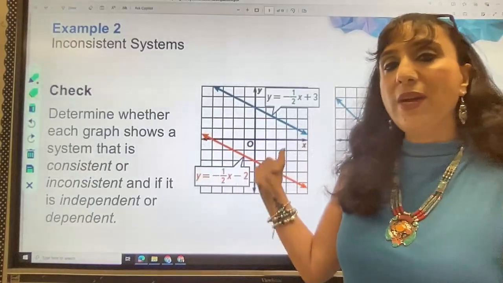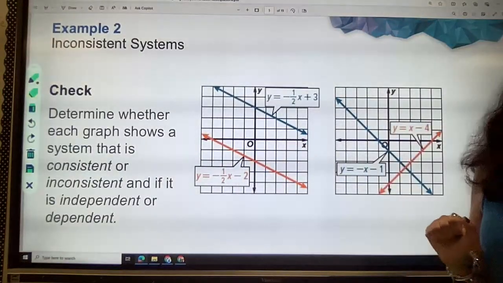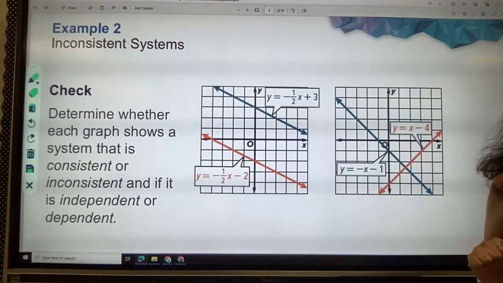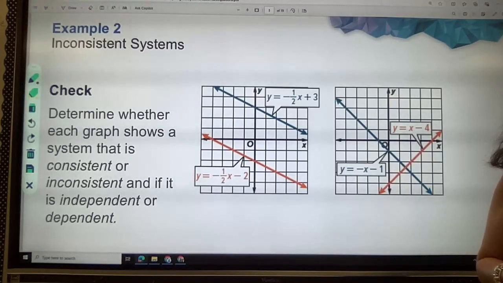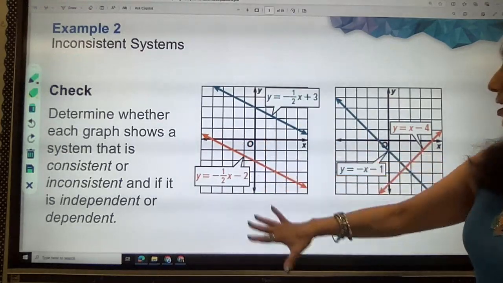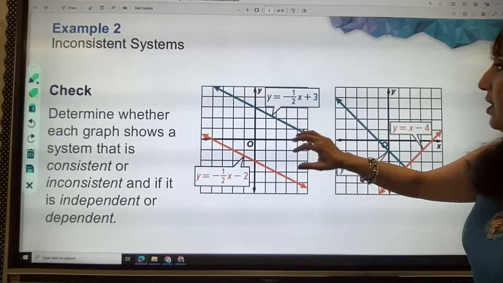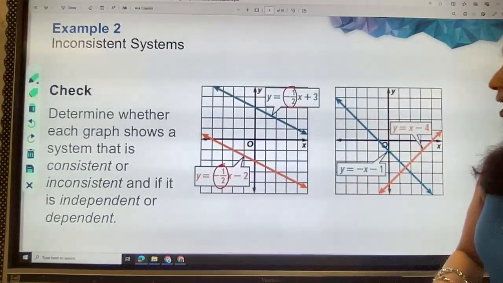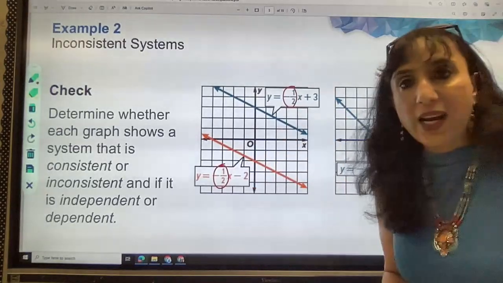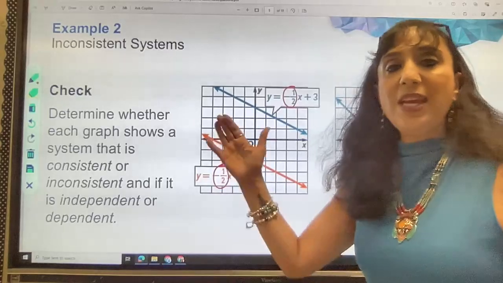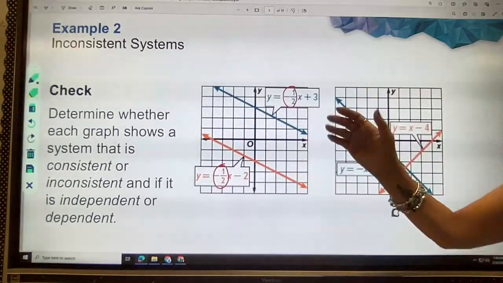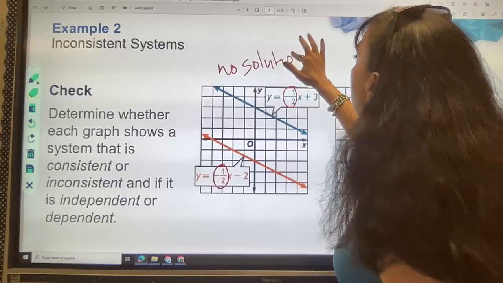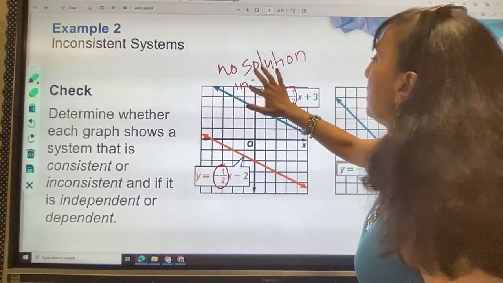So let's look at these two examples now once again to determine whether the graph is showing a system that is consistent or inconsistent, and if it is independent or dependent. Let's look at the first one. Once again, you can see that the slope is the same and just the y-intercept is different. So because of that, these are parallel lines and there is no solution, and this is inconsistent.